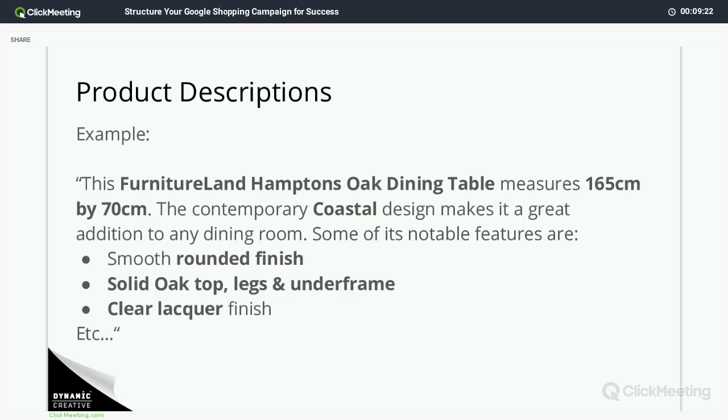So in the description, I've bolded the sections which are intended as content to match to how potential customers are going to be searching for this product. The first sentence repeats all of the primary aspects of the product title, including the brand, material, style, and the fact that it's a dining table. Coastal is used in the second sentence as a variation on Hampton, so they're sort of interchangeable in terms of style of the table. And then the features list includes some of the less important features that are still relevant to what customers are going to be searching for. So in this case, rounded finish, clear lacquer finish, and the fact that it is solid oak.